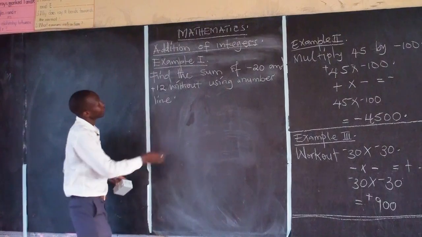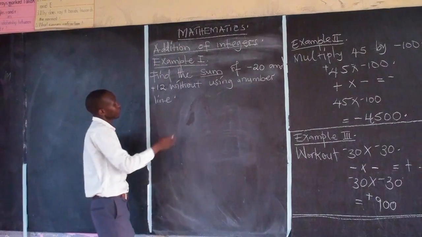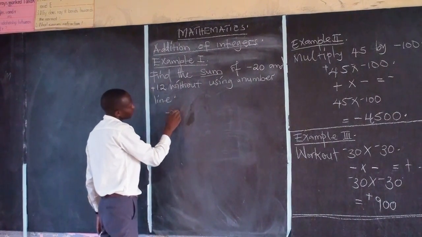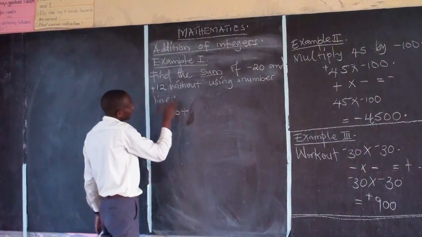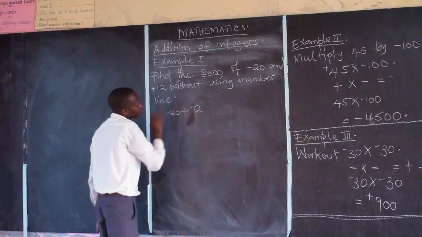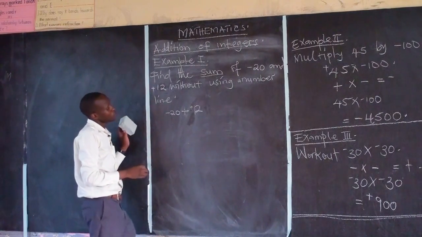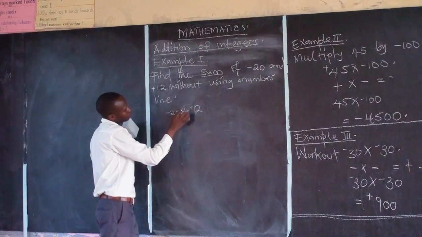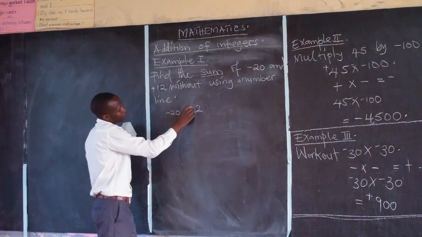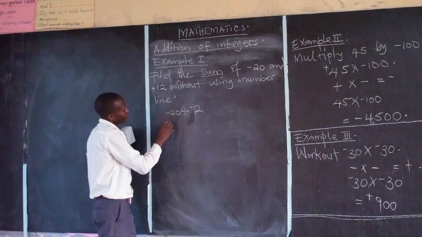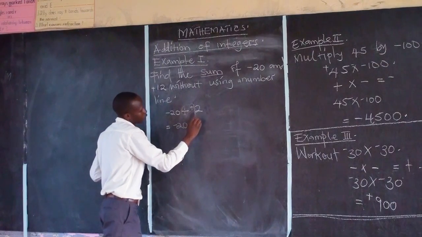So for instance, when we are given this, they want us to find the sum. Remember, the word sum simply means addition. So negative 20 is what they have given us, plus, since sum means addition, positive 12. When we have such a number, the first thing we have to do is recognize the signs that are there. A positive with a positive gives us a positive. So this is the same as saying negative 20 plus 12.